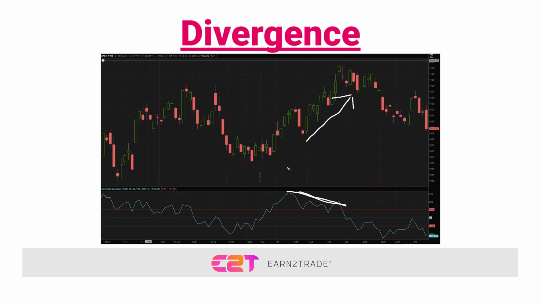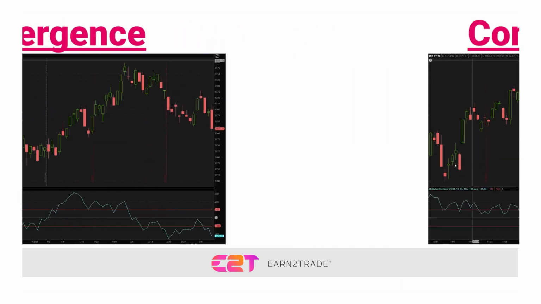This is what we call a divergence. They don't agree. Price is going up, oscillator's going down. And in general, the idea here is we're looking to favor the direction that the indicator is going as a forecast of what is to come. And boy, did it come.